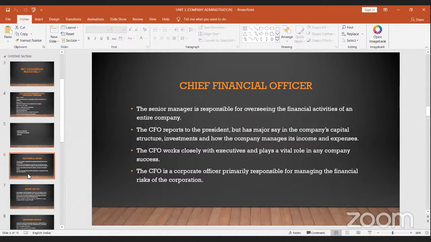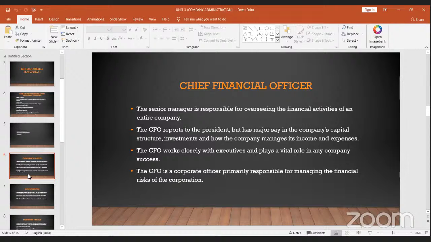You can pay back the dividend to the shareholders and interest to the debenture holders. If the expenses are more or your income is less, in the sense it is a loss. You can't pay back the debenture holders or the shareholders. So he has to balance both things. The CFO works closely with the executives.